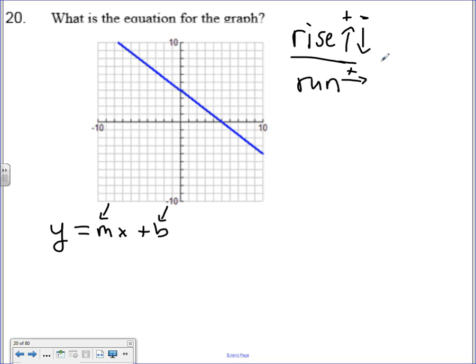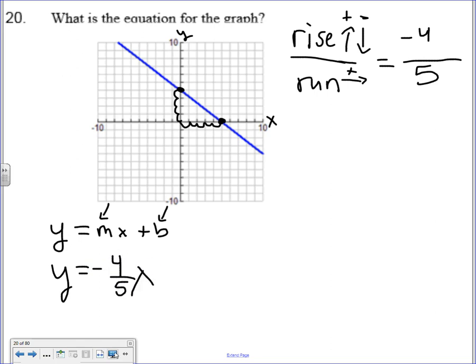So let's start by finding the slope. We need to choose 2 good points. A good point is my y-intercept, which is 4. And another good point is this one here, which is my x-intercept. Okay, so I'm going down by 1, 2, 3, 4. So my rise is -4. And I'm going right by 1, 2, 3, 4, 5. So that's a 5. So in my equation, my slope is going to be -4 over 5. And that goes with x.